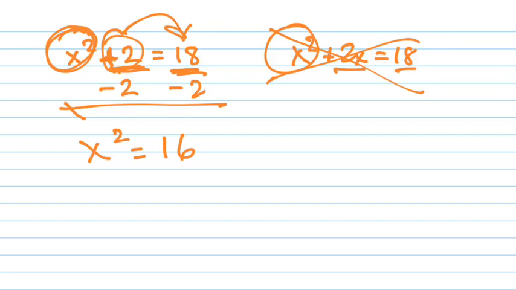So what do I need to do? Do everything again. Take the square root of both sides, which gives me x equals what? 4 and minus 4. Done.